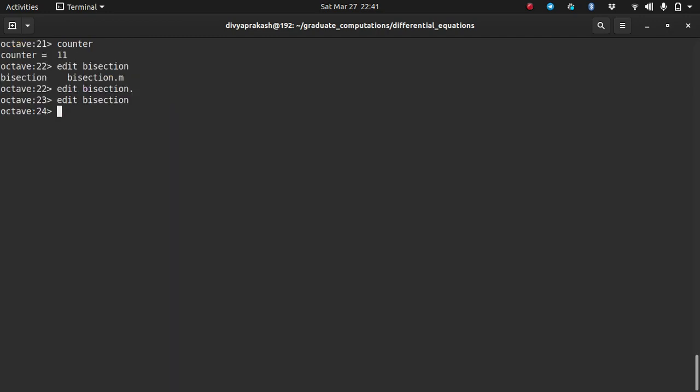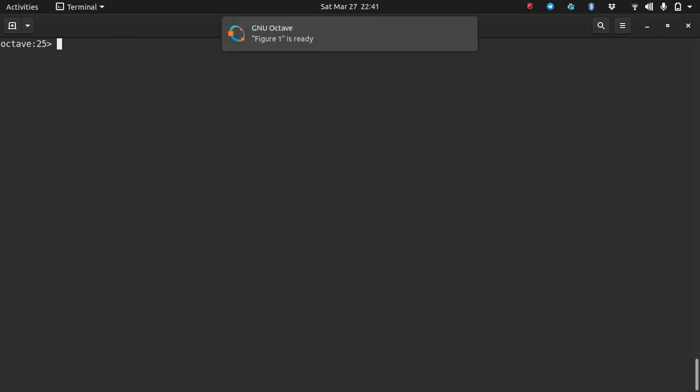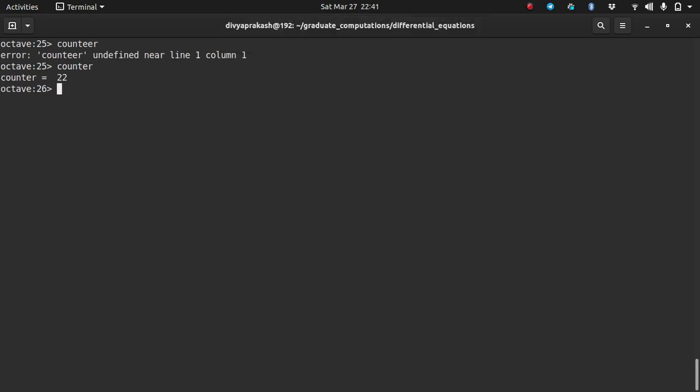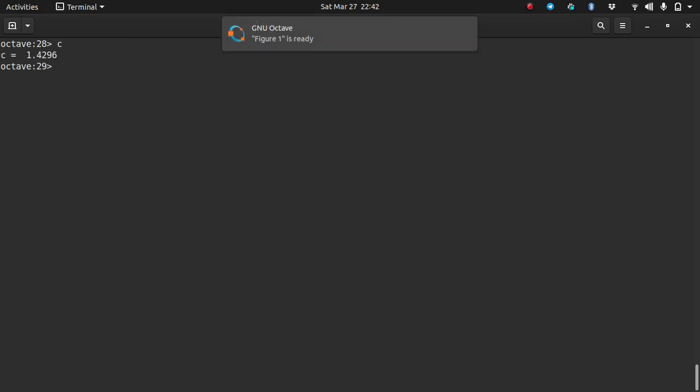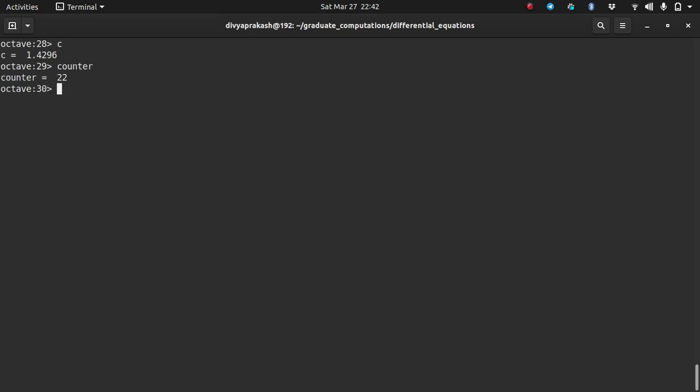Alright, and let me run the code. Okay, so as you can see, the code which implemented the bisection method ran the while loop 22 times to arrive at the value of the root, which is 1.4296. Bisection method arrives at the value of the root as 1.4296 in 22 iterations. Remember these values: C 1.4296 and counter 22.